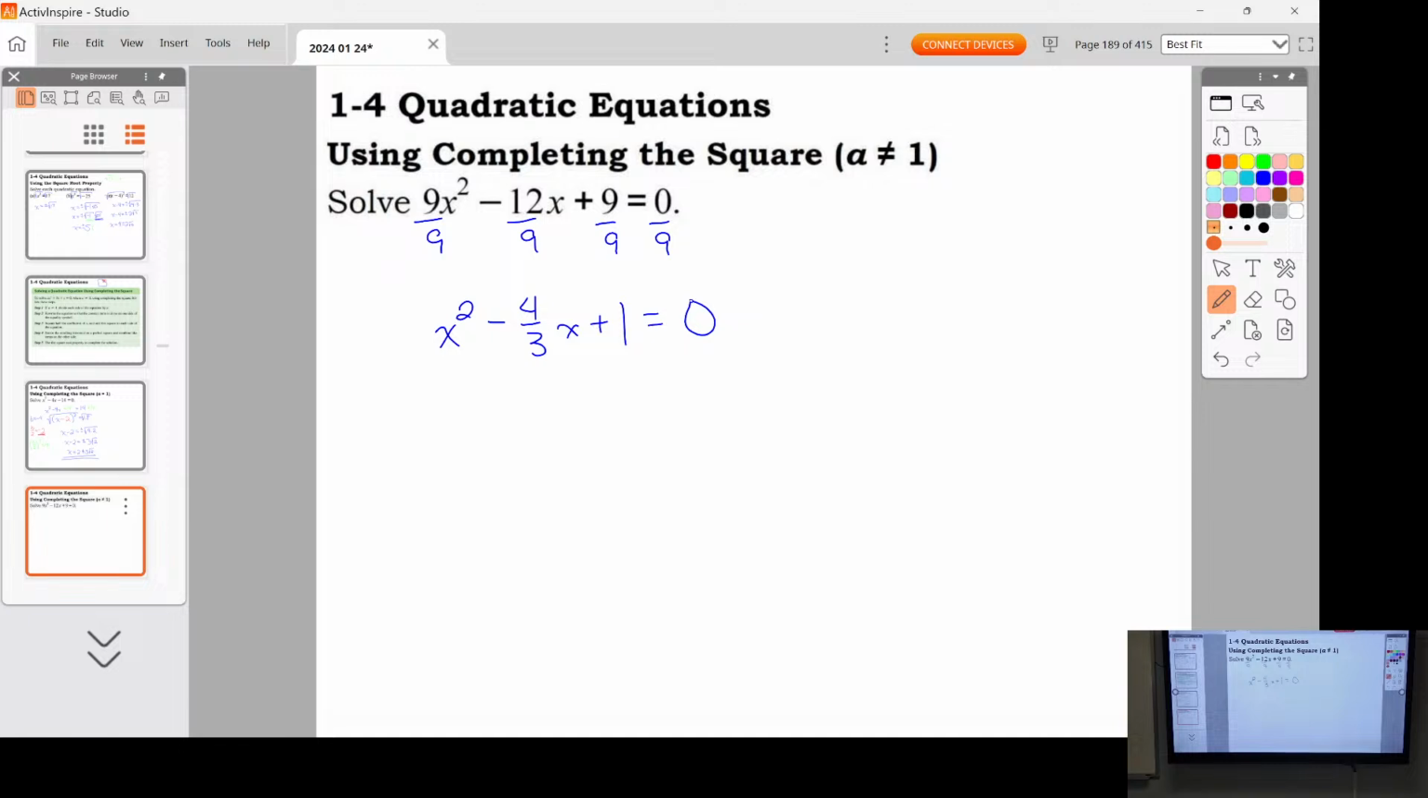A is now 1. So at this point, I need to get rid of that c value. So I need to subtract 1 from both sides. Make sure you leave a space. x squared minus 4/3 x, leave a space, equals -1.